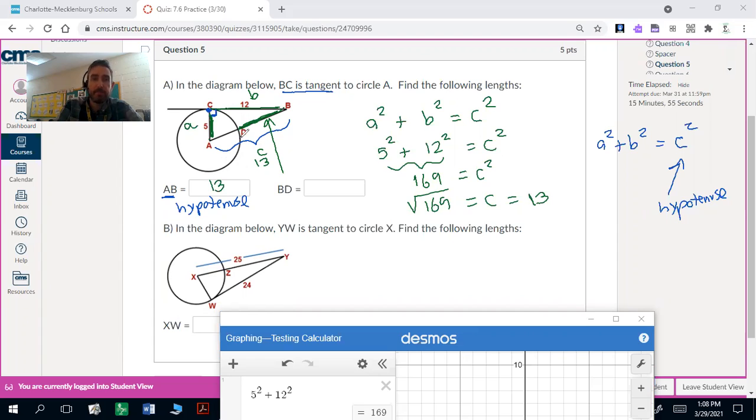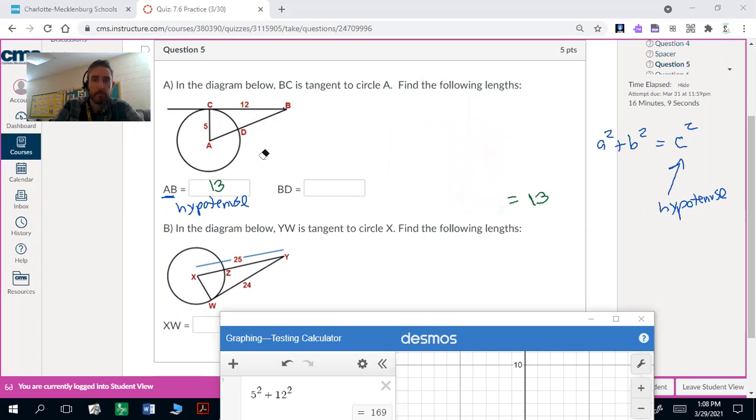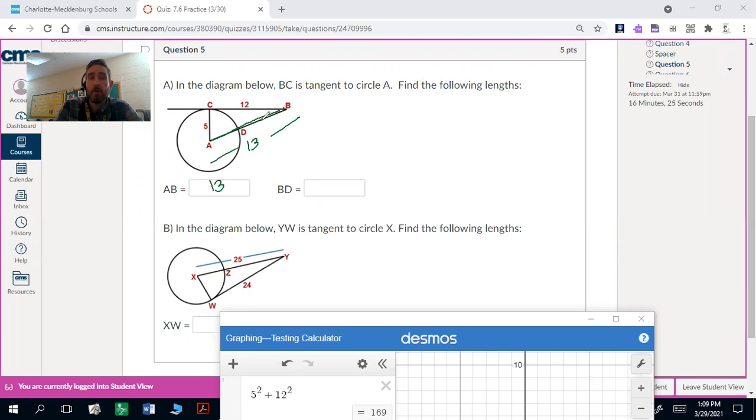So how do I get BD? I'm going to clear this out a little bit. Write that work down if you need it, because I'm going to erase it. So let's focus on the 13 now. I have 13 from A to B. I've already done that using Pythagorean theorem. I want to know what is BD. Now, how do I get that?